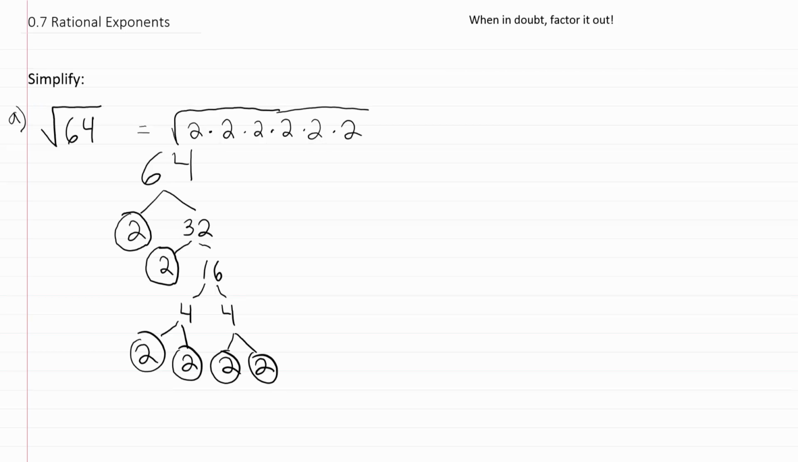Okay, so why would I want to do this? Well, the reason is because there's an index on this radical. It's unwritten here because it's assumed to be 2. So I've tried to write it in there so you can see it. An index of 2 means we're doing the square root, correct? What it means is that for every pair of values you have under the radical, you can take out 1 outside of the radical, right?